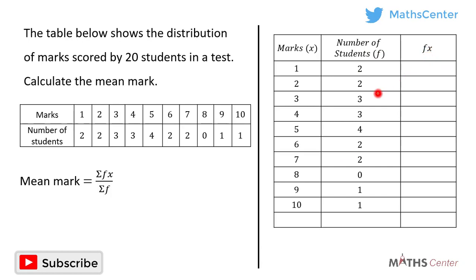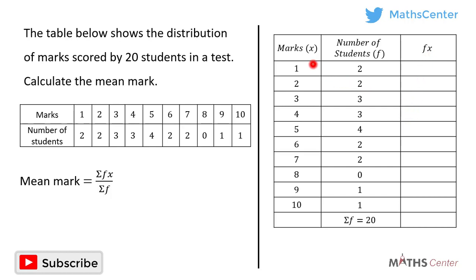When we add the number of students in the class together, we are going to get 20. The question told us that there are 20 students in the class. So it means that sigma f, or the sum of f, is 20. Let's find the fx values.